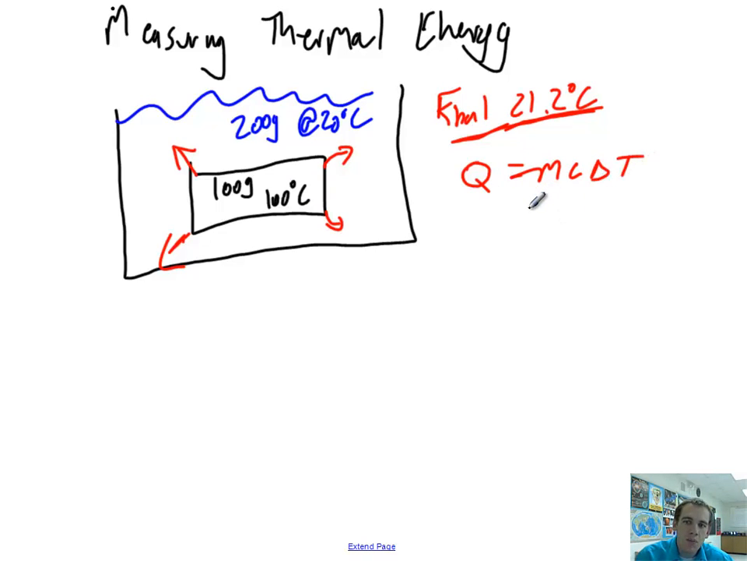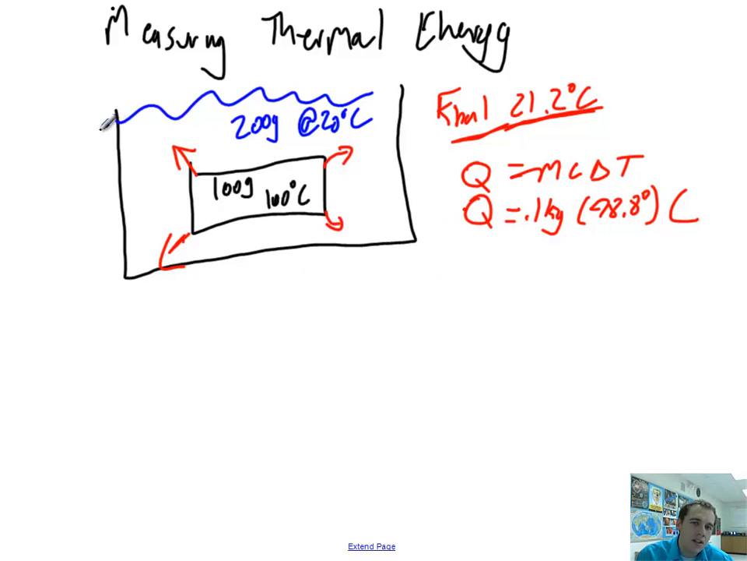And we know the mass, it's 100 grams, so 0.1 kilograms. We know the change in temperature. It went from 100 degrees Celsius down to 21.2 degrees Celsius. So that's what? Negative 78.8 degrees Celsius is the temperature change. We want the specific heat, and we could get it if we knew how much heat it lost. But we can figure this out.